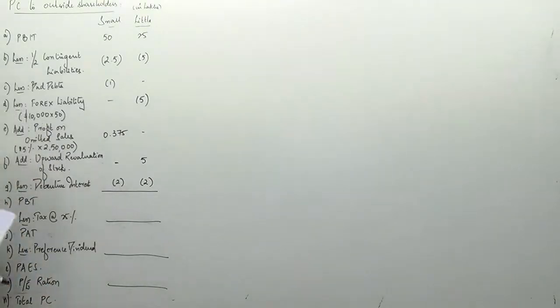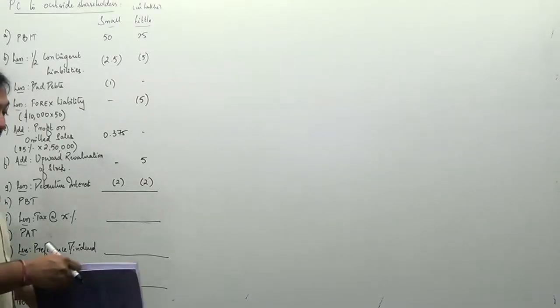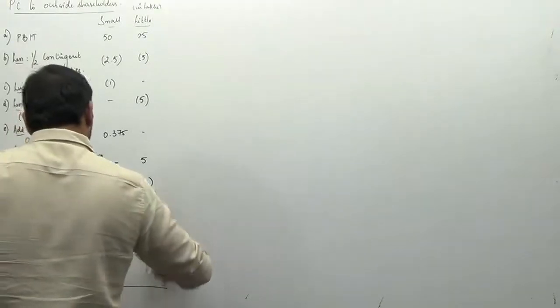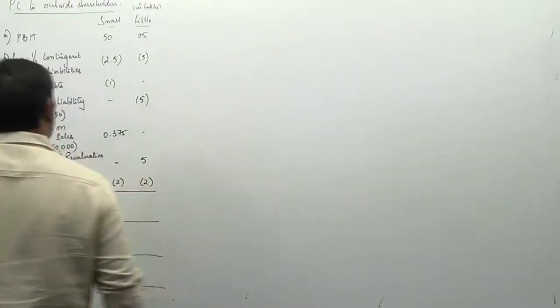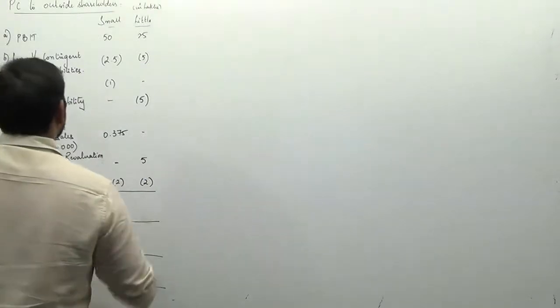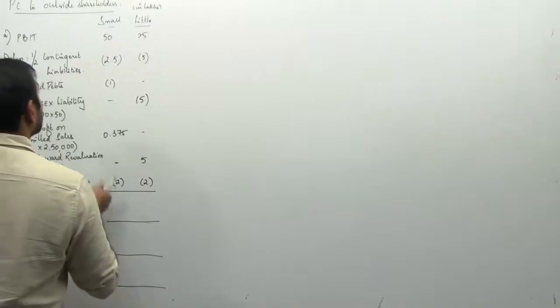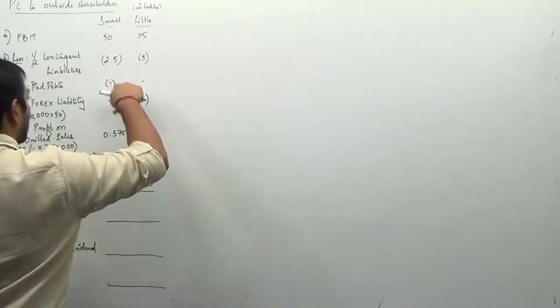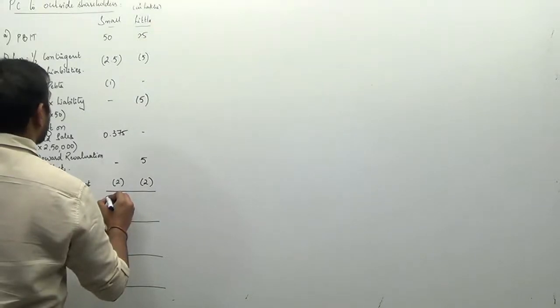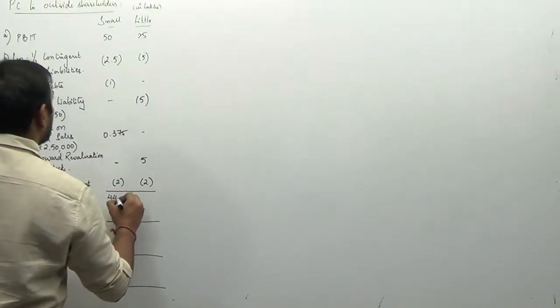I don't want total PC. I want PC to outside shareholders. Be specific, okay? Be very specific with the question. It is PC to outside shareholders is what I want. Continue. Get PBT first. 50 minus 3.5. 44.875.